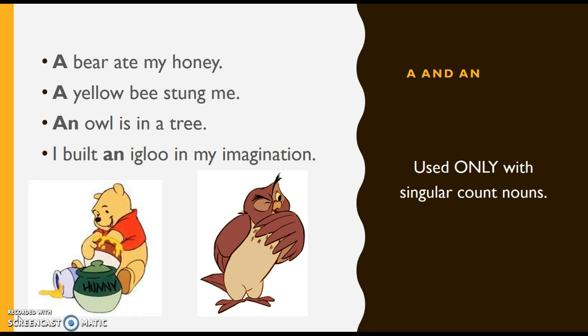An is paired with singular count nouns that start with a vowel sound. So owl starts with an O sound. So you would say an owl, not a owl. Igloo also starts with a vowel sound, so you would say, I built an igloo in my imagination.